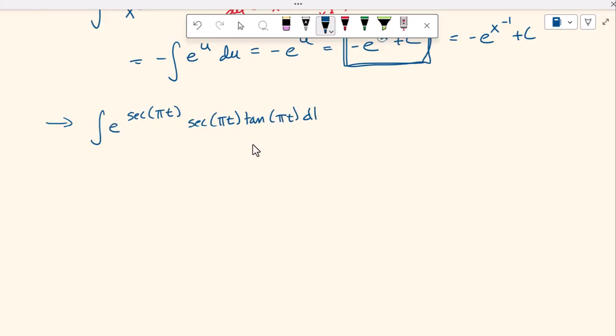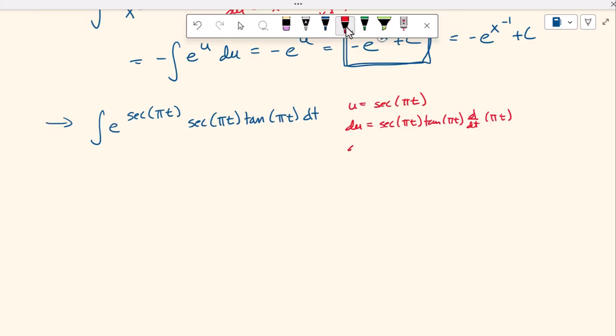And of course dt. Now when we see the e right away, what you should start with, and again it might not work the first time, but we should start with letting u equal that exponent. So let's let u equal secant pi t, and then du, the derivative, okay, this is why I got to remember our derivatives. So the derivative of secant is secant tangent times the derivative of the argument. So secant u, tangent u, u prime. So this is secant pi t, tangent pi t, times the derivative of pi t.